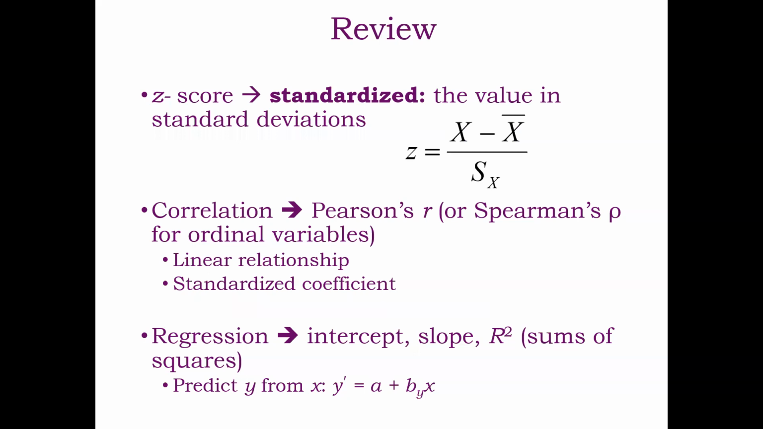So a z-score is just a standardized score, and that's the value in standard deviations, right? Z of 1 equals 1 standard deviation. Then we covered correlation. We talked about Pearson's r for interval ratio or continuous data, or Spearman's rho for ordinal variables. Correlation, like regression, assumes a linear relationship, and correlation provides you with a standardized coefficient. And last week we covered regression, which provides us with the intercept and slope, which allows us to write out the regression line and predict a value of y for a given value of x.